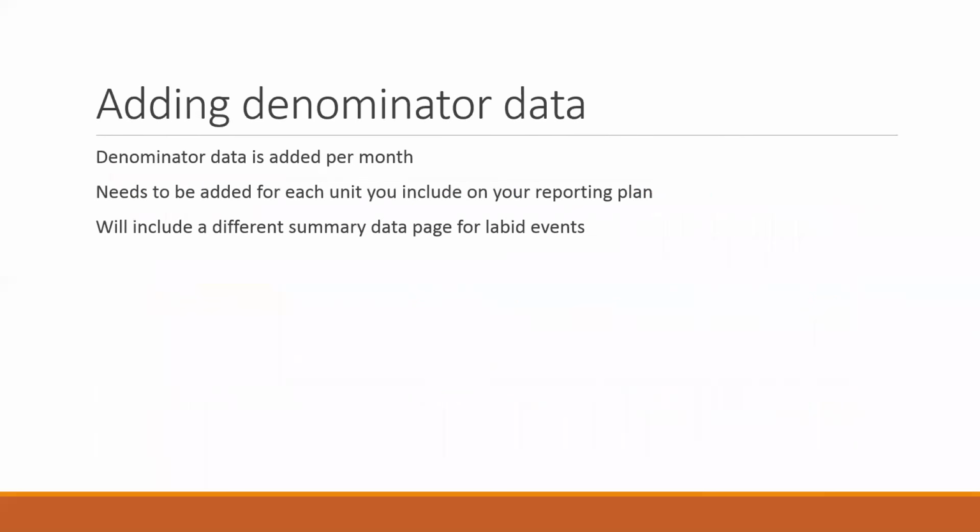So once you get your reporting plan set up, then you need to start looking at entering your denominator data. Denominator data needs to be entered. It's entered per month. It needs to be entered for each unit that you include on your reporting plan. So if you have a med-surg unit and an ICU, you would need to do denominator data for both of those units. It will also have a separate Lab ID page event for Lab ID events. So it does take a little bit, but it's really not that hard to find.